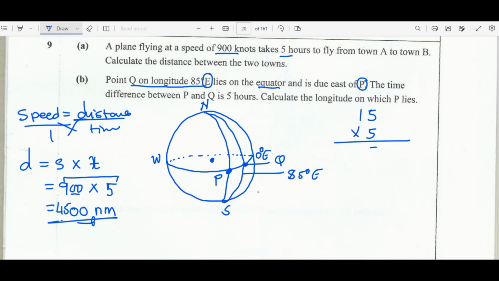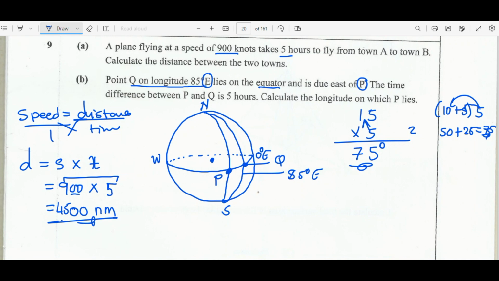5 times 5 is 25. We keep the 2. 5 times 1 is 5, plus 2 gives 7. So this is 75. Or if you want, we can say 15 is the same as 10 plus 5, then we're multiplying by 5. So 5 times 10 is 50, plus 5 times 5 is 25. 25 plus 50 is 75. So 75 degrees is the difference in the longitude.